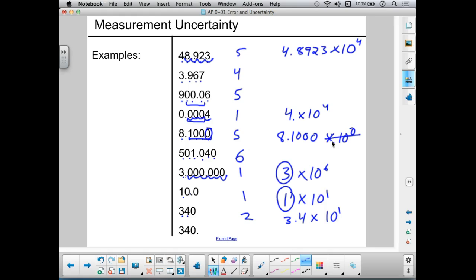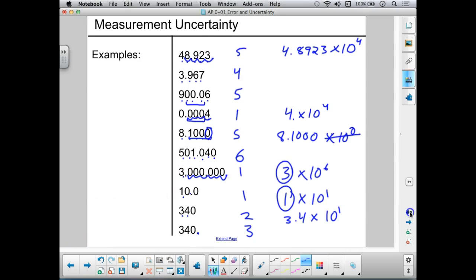340 over here with the decimal place. There it is right there. So all of those digits are significant. We are telling the reader of our data that I actually measured to 340 exactly. So there are 3 significant figures on that value.